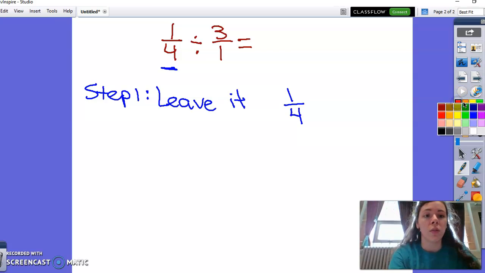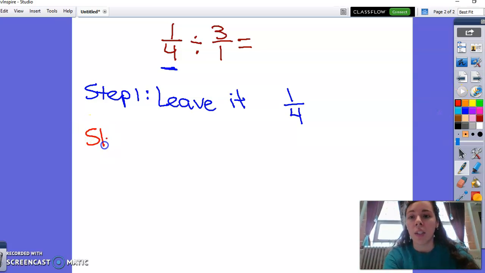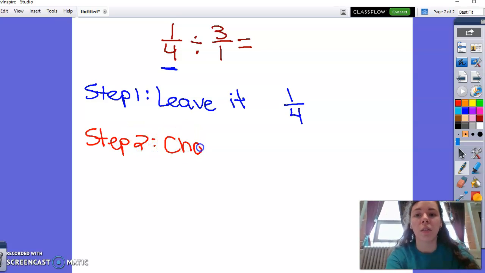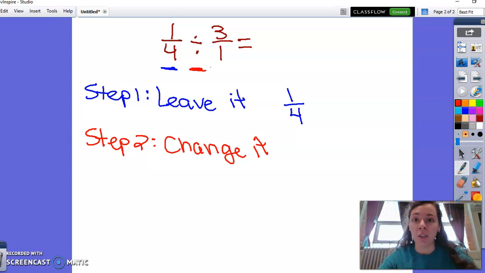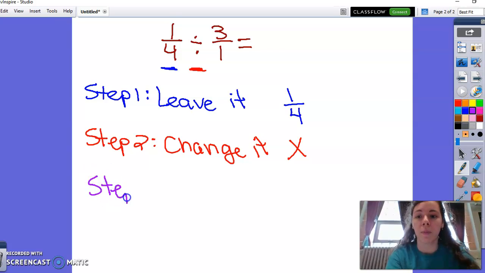Step 2 is change it. And for the change it part, I'm going to look at the operation in the middle. From division, we're going to change it to multiplication. Leave it, change it. And I'm sure you've already predicted in your head what step 3 will be. Flip it.